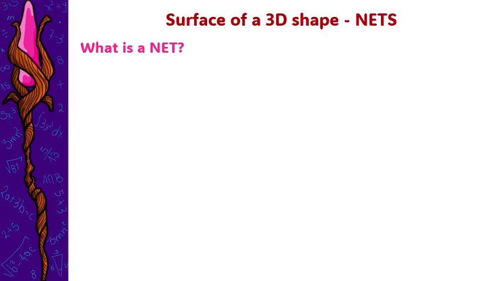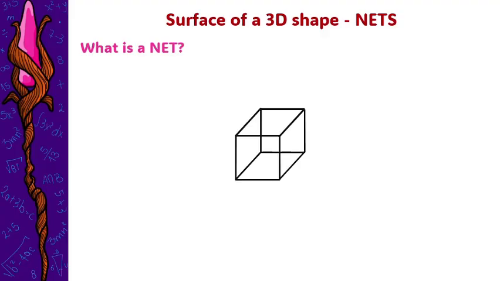Today we are going to check how to find the surface of a 3D shape. And for that we need the concept of nets. So what is a net? Imagine that you have this cube. This is a 3D shape. So the surface would be the total area of all the faces.